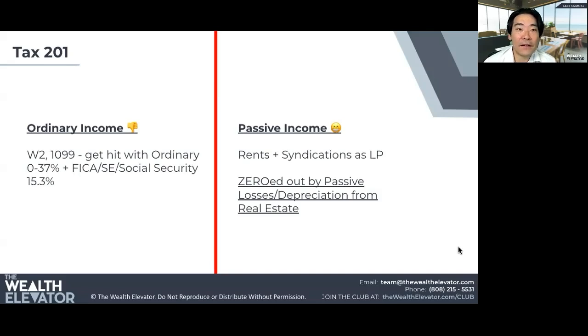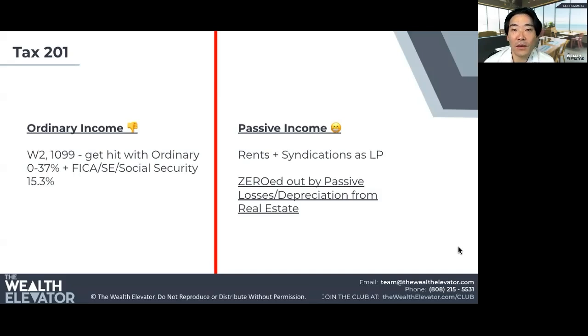So here on the left side, we have ordinary income. This is coming from jobs, W-2s, or if you own your own business, 1099s. This is all the active income. But let's call these things what they are in the tax code, and we'll call it ordinary income. The bad thing about ordinary income is that you get hit with these high taxes and extra taxes like Social Security, etc.